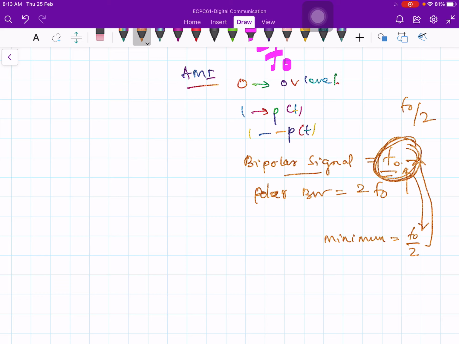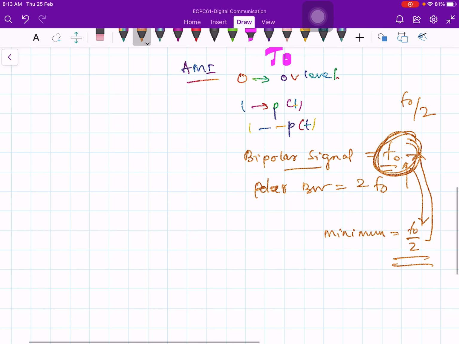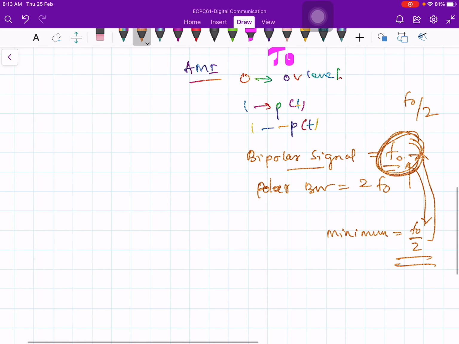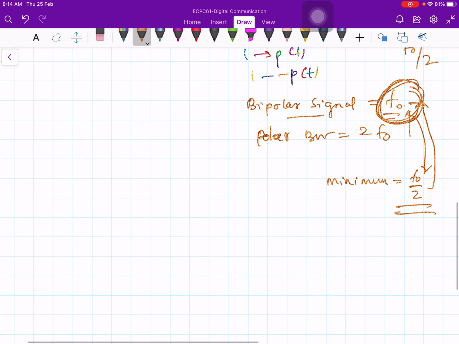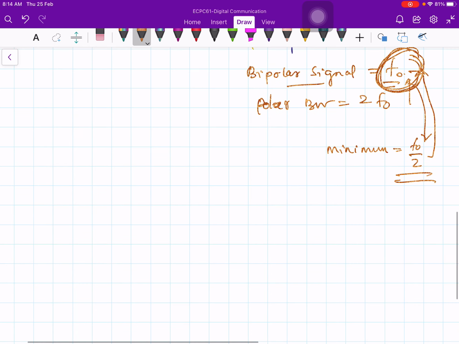We will try to see whether there is any other signaling scheme that uses the theoretical minimum bandwidth, because bandwidth is an important resource for a communication engineer. So we need to use the minimum bandwidth as much as possible. Till now we have discussed 3 schemes. The first one is on-off signaling, then polar signaling, and then bipolar.